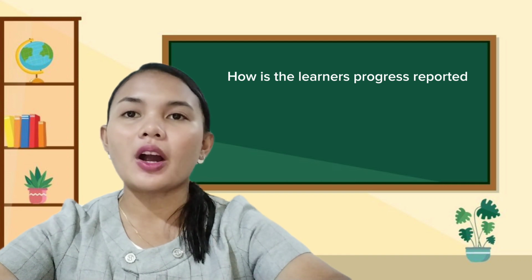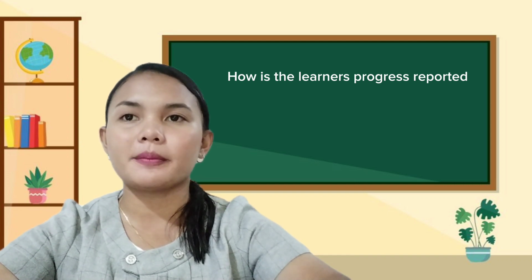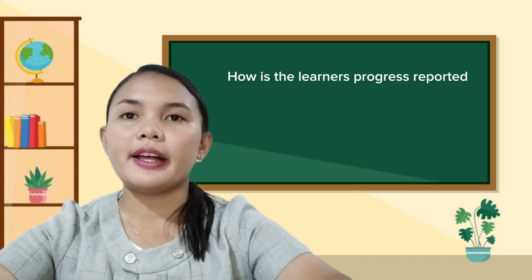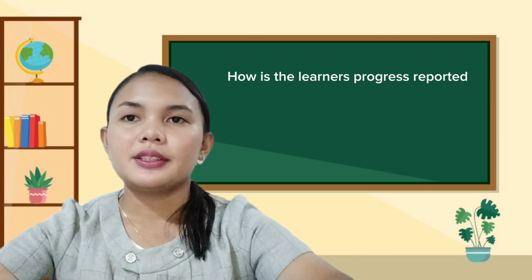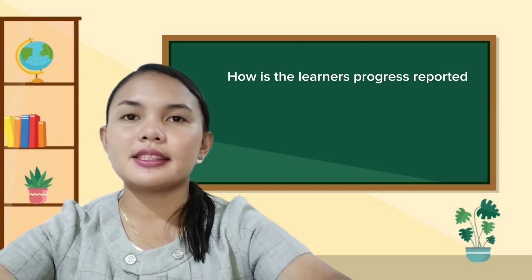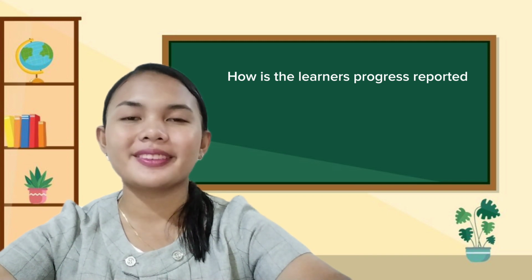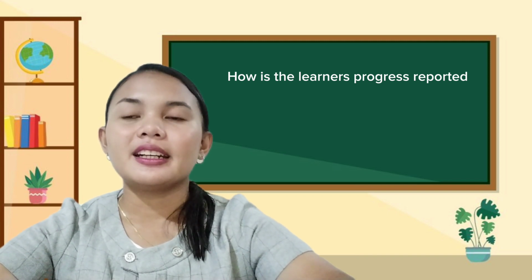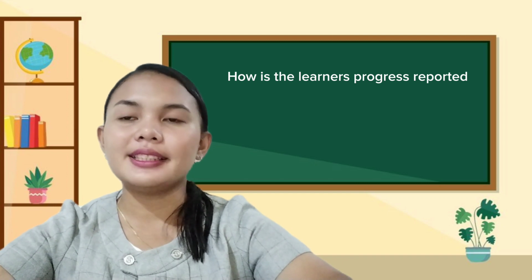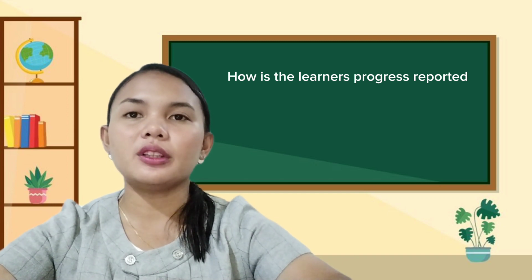So the LPRC shows the learner's performance in each subject, as well as their overall performance for the grading period. So the LPRC contains the following information. The first one, we have the learner's information. This section includes the learner's name, grade level, section, and school year.